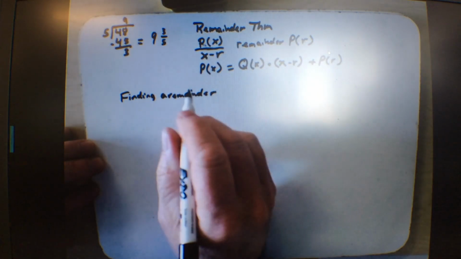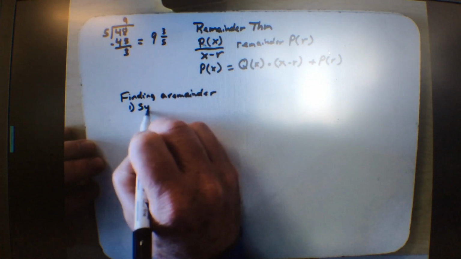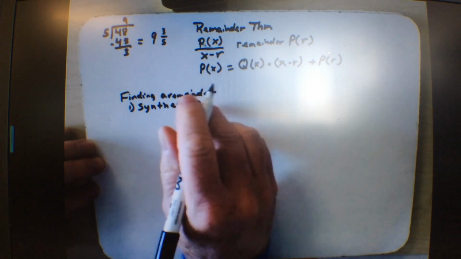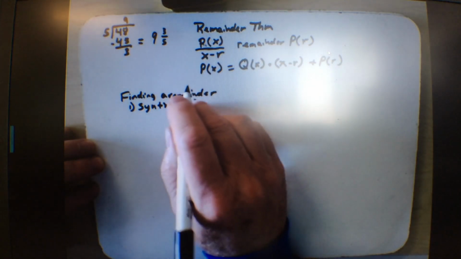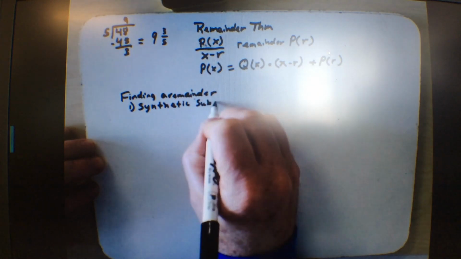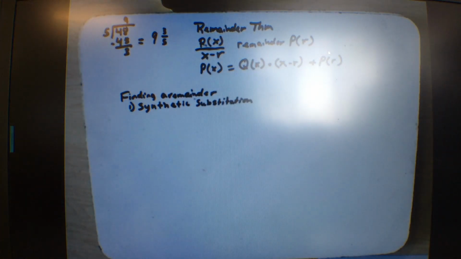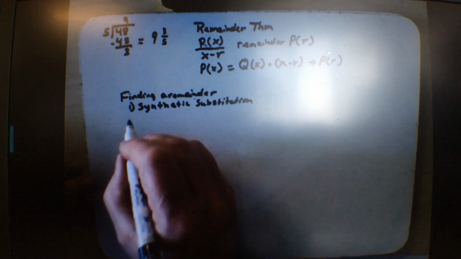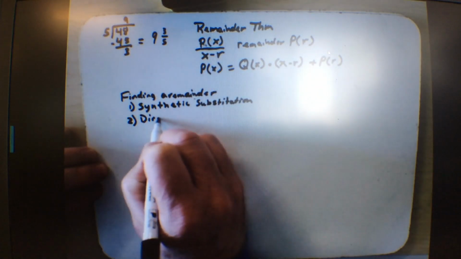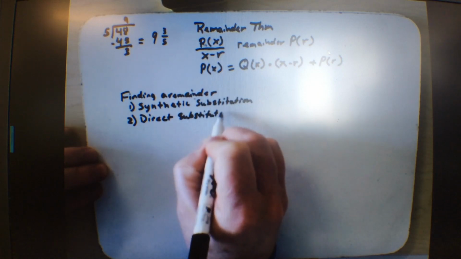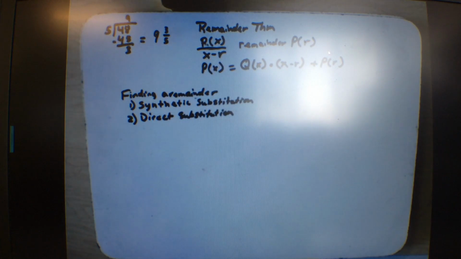The first way is synthetic division, and we're going to call it synthetic substitution. The reason it's called substitution is because you find the value when you're done. Okay? The second way is called direct substitution. You know both of them. That's the great thing about this. We're not going to learn anything you don't know. Okay? So let me give you an example.